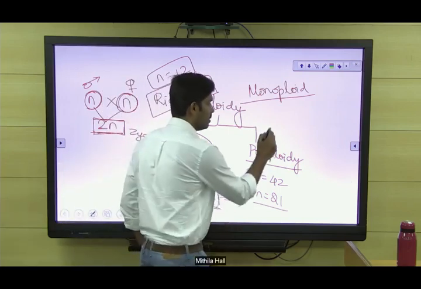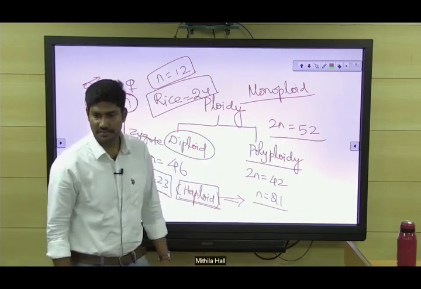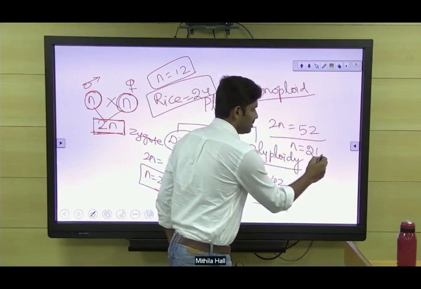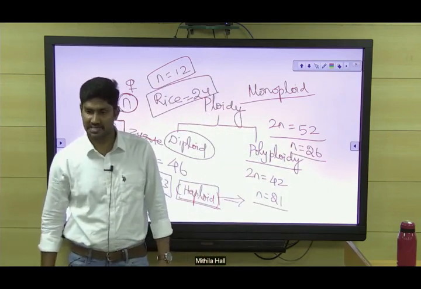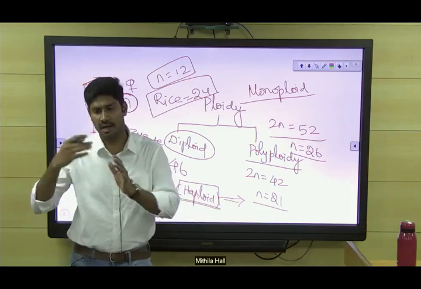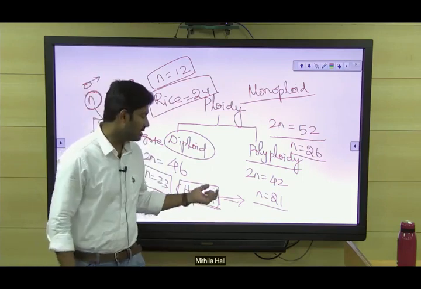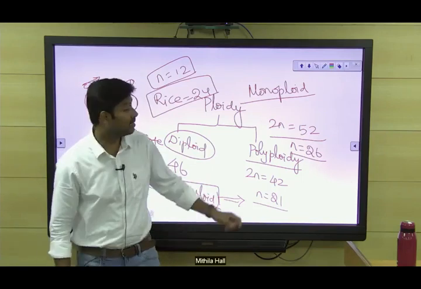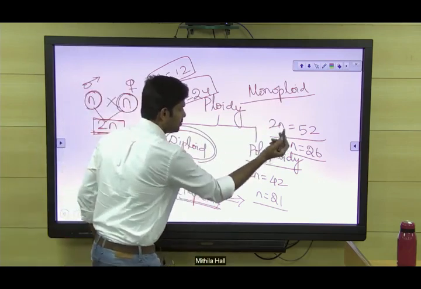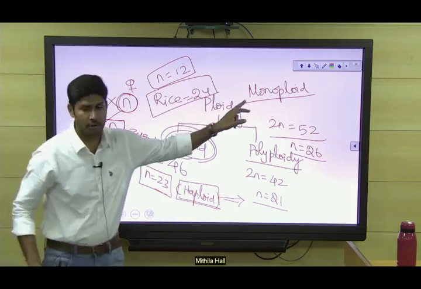For example, cotton, 2n equal to 52. This is the chromosome number of cotton. So the haploid number is 26. That is the haploid number for cotton. For any species, whether it is a diploid or a polyploid species, the half chromosome number is called a haploid number. So we can apply the concept of haploid for any species, but we apply the concept of monoploid only for diploid species, not for polyploid species.